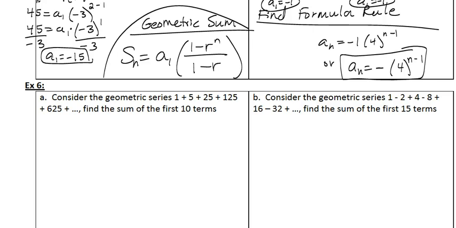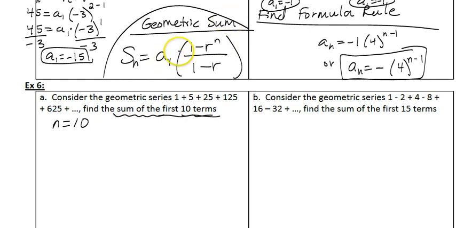Consider the geometric series 1 plus 5 plus 25 plus 125 and so on. I want to find the sum of the first 10 terms. Okay, so whatever you're trying to find, in this case 10 terms, that means n is 10. And then notice, this formula looks more complicated, but it's actually a little faster than the arithmetic series formula, because we don't have to find term n.